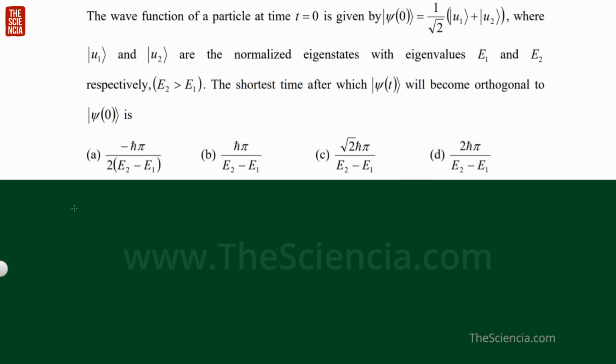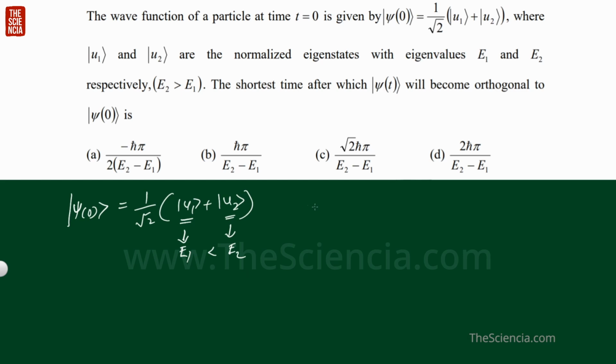In this question, a wave function psi of 0 is given, and that is equal to 1 by root 2 times ket u1 plus ket u2, where it is specified that ket u1 and u2 are normalized eigenstates with the energies E1 and E2. And it is specified E2 is greater than E1.